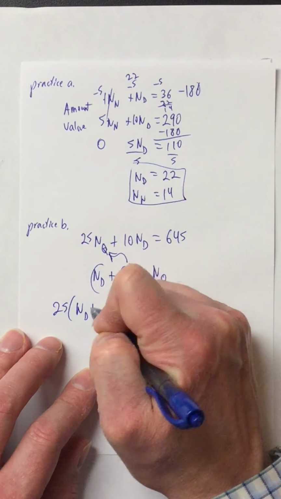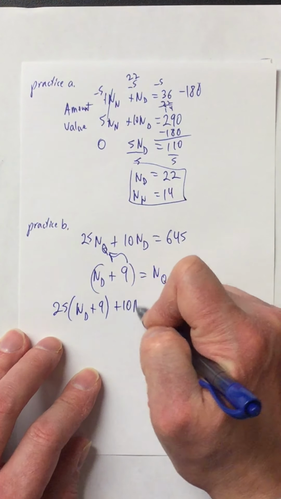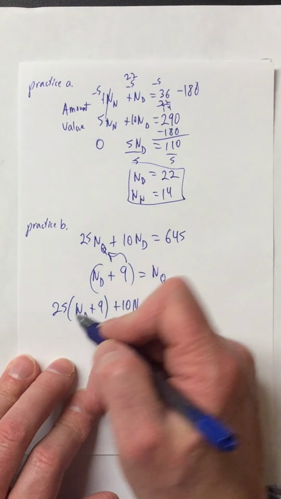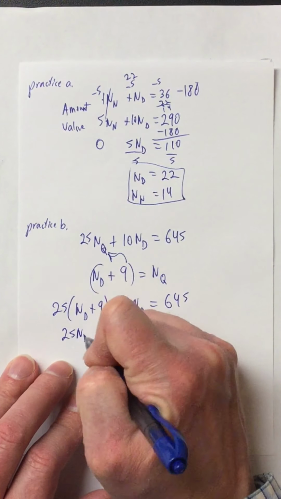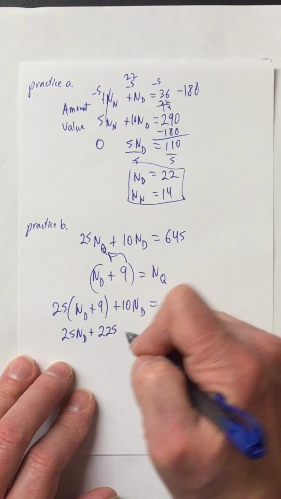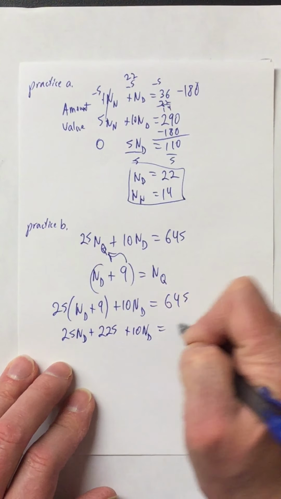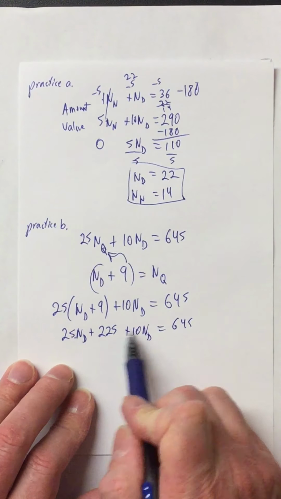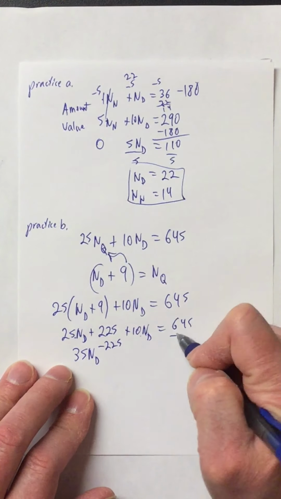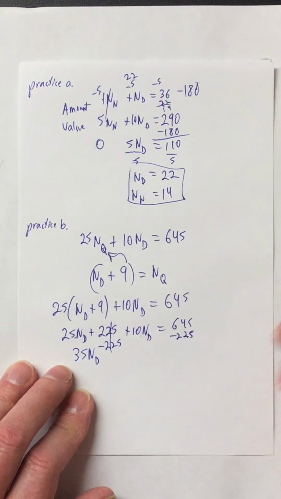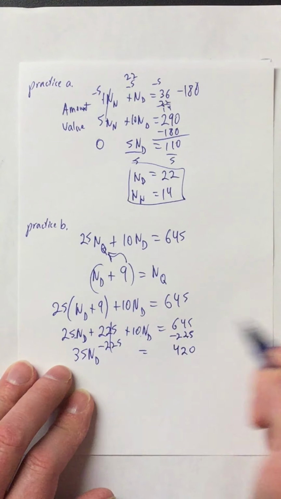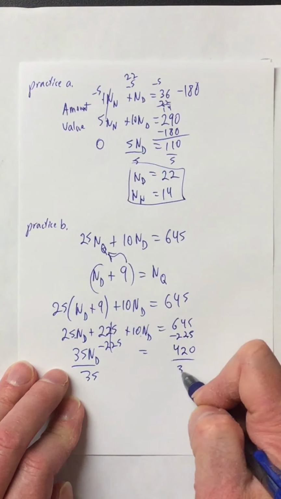25 times number of dimes plus 9, plus 10 times number of dimes is equal to our 645. Okay, let's multiply that out to remove parentheses. 25 number of dimes plus 9 times 25, which is 225, plus 10 number of dimes equals our total there. These are like terms, so we can add them. 35 number of dimes. Let's subtract the 225 from both sides so that we cancel it on this side. And when we do that, it looks like we get 420 left over, and then divide both sides by 35.